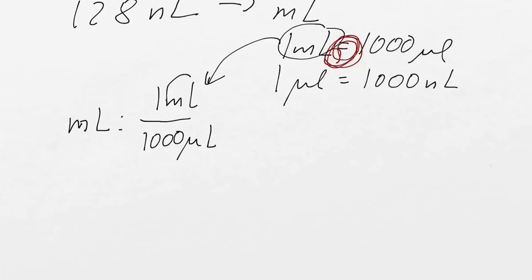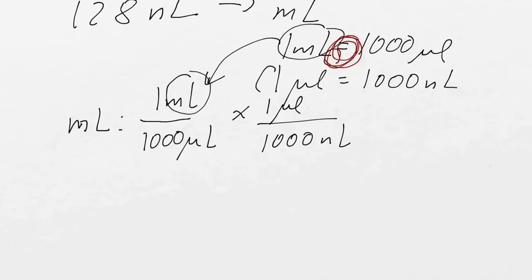So I've got my milliliters here. That's good, but I have these annoying microliters down here. So what can I do? Well, I can get rid of these microliters. And I can say I've got 1 microliter in 1,000 nanoliter. That's this part here. What happens to the microliters? They cancel each other out.